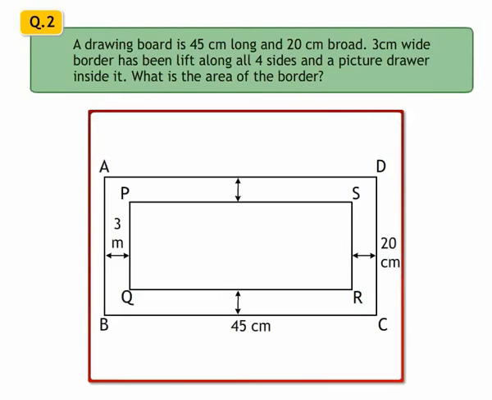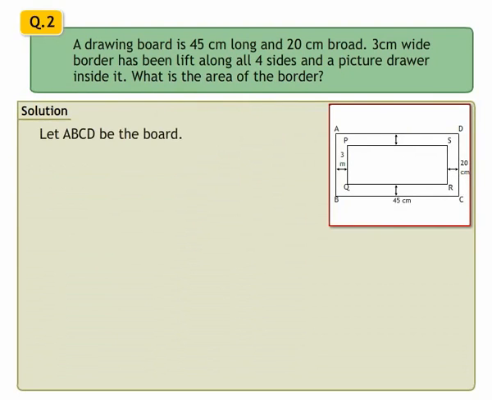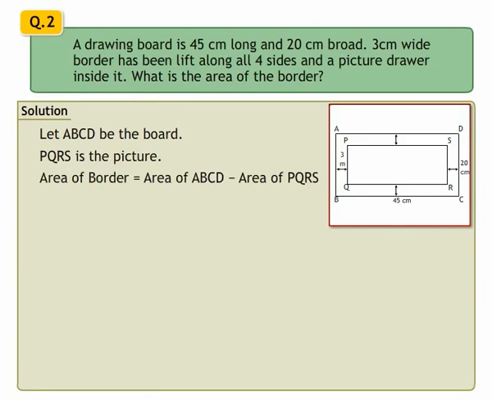2. A drawing board is 45 centimeter long and 20 centimeter broad. A 3 centimeter wide border has been left along all four sides and a picture drawn inside it. What is the area of the border? Solution. Let ABCD be the board. PQRS is the picture. Area of border is area of ABCD minus area of PQRS. Length of ABCD is 45 centimeters. Breadth of ABCD is 20 centimeters.